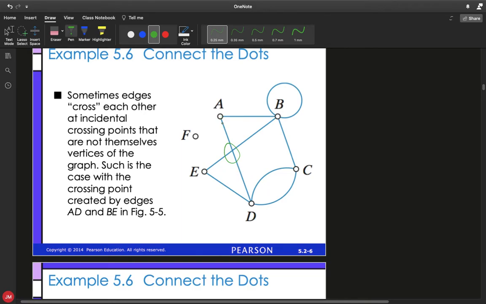Make sure that you understand that a vertex has to be clearly labeled as a point and has to be given a name. In this case, that means that these two lines or paths are crossing each other, but do not actually stop at a vertex.